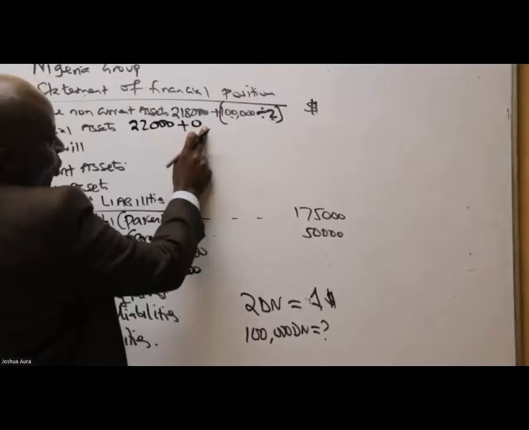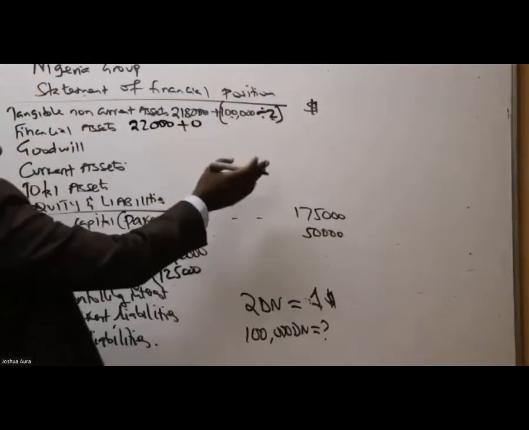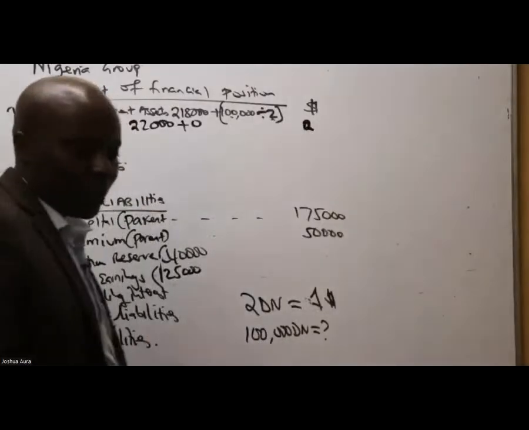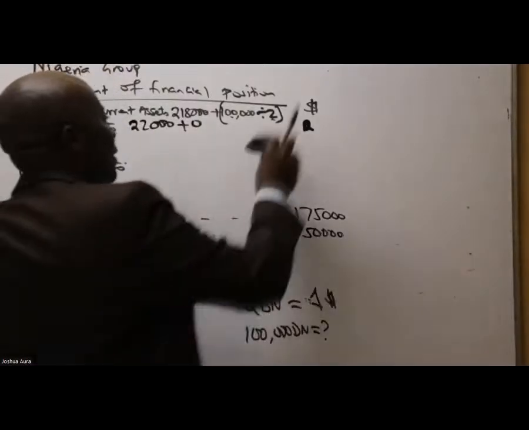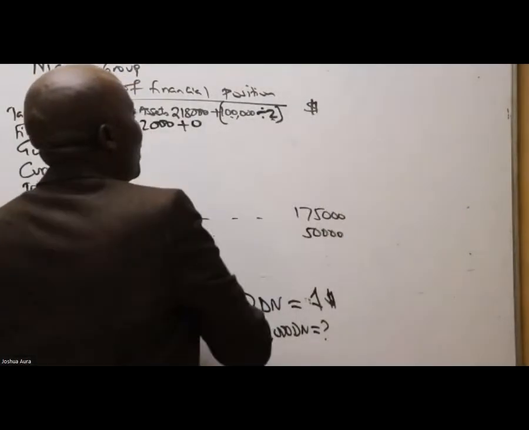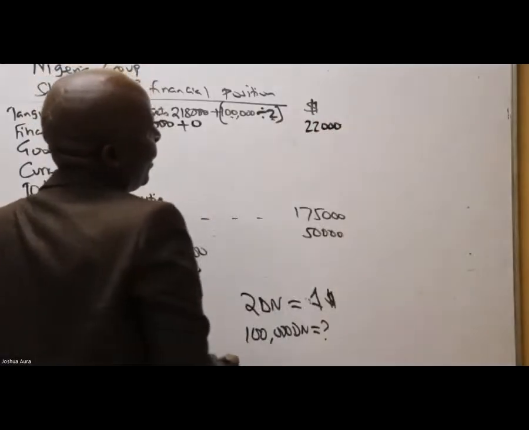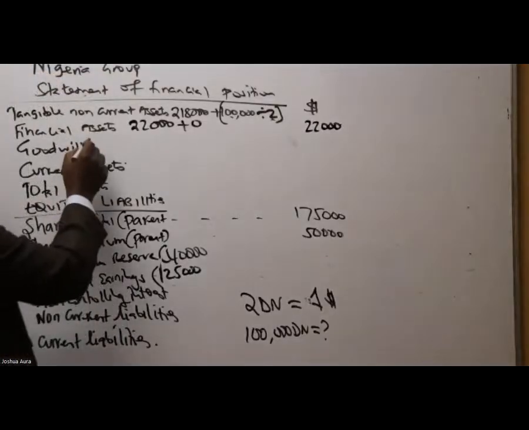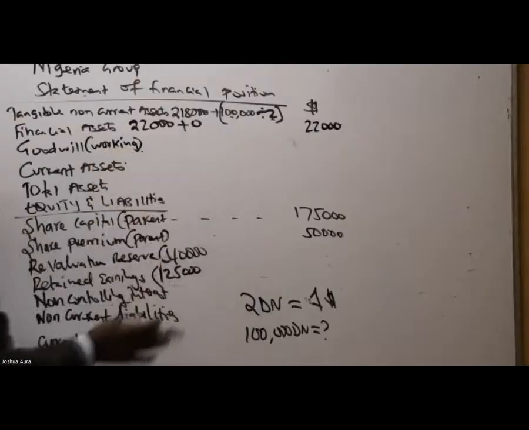So meaning there is no translation really of the subsidiary figure, because 0 cannot be translated. So I can simply take 22,000 here. I can come and take my 22,000 there, right? Final figure. Goodwill, of course, we need a working for this. I'll be doing the working later.